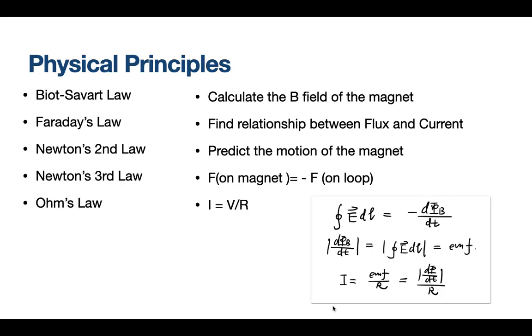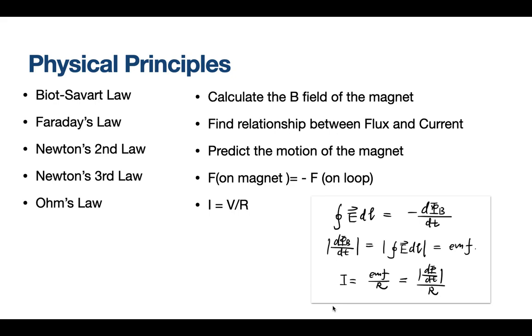These are the physical principles I use. First is the Biot-Savart law. I use it to calculate the B field of the magnet and then in turn calculate the magnetic force. Faraday's law is used here to find the relationship between the change of flux and current. Newton's second law is used to predict the motion of the magnet, and Newton's third law helps us find the relationship between the magnetic force on the magnet and the magnetic force on the loop.